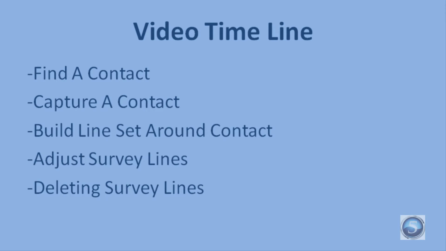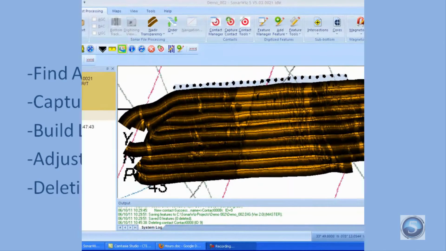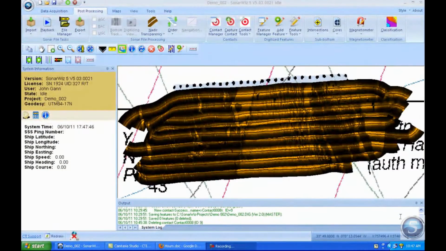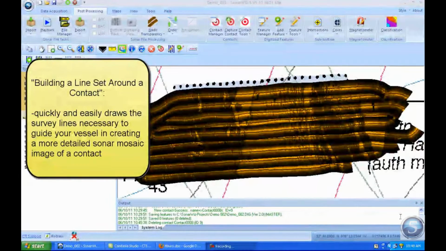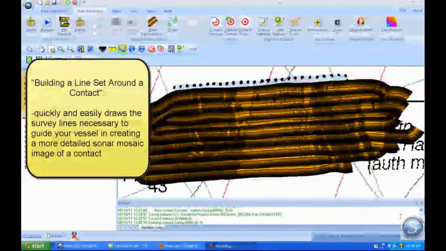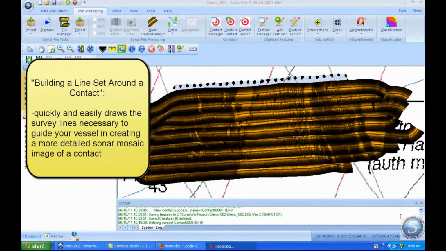Today we'll be looking at a new feature in SonarWiz 5 that enables the user to quickly and easily build a survey line grid around a particular contact. This is useful in activities such as search and recovery or ordnance disposal, where you may have identified a contact but are not totally sure of what exactly that contact is. You need to create a better mosaic picture, or you need to better insonify that contact in order to determine the nature of the object. So, this feature will enable you to set up the survey lines necessary to create that better sonar image.